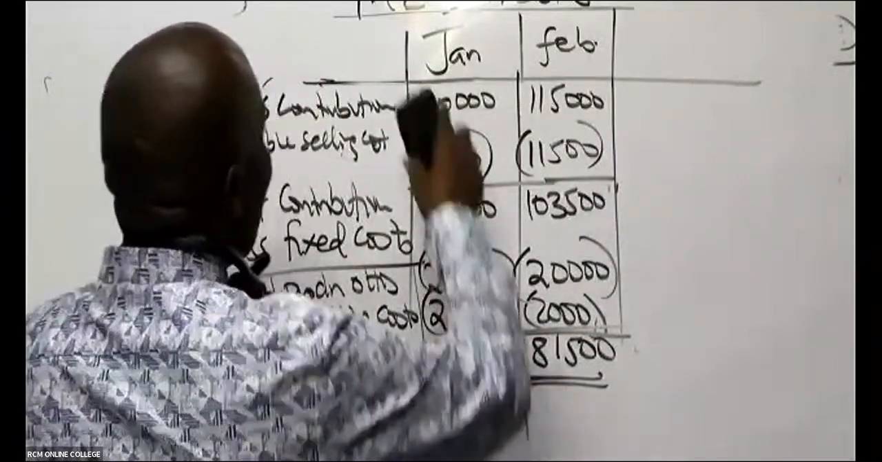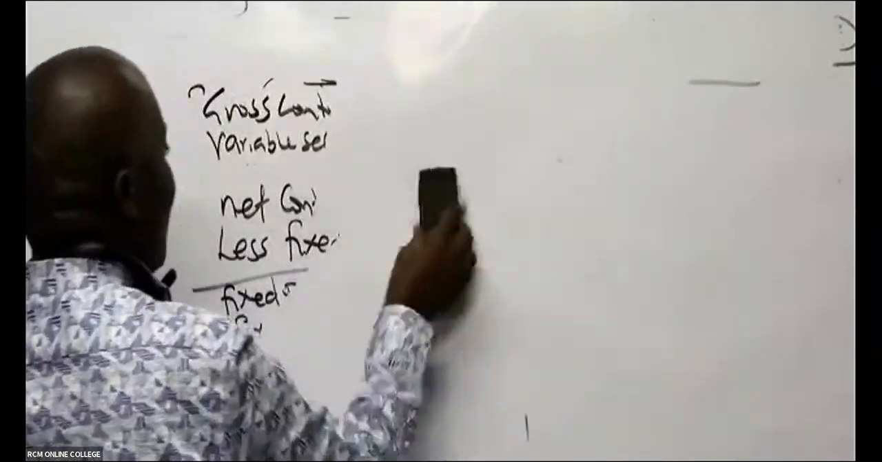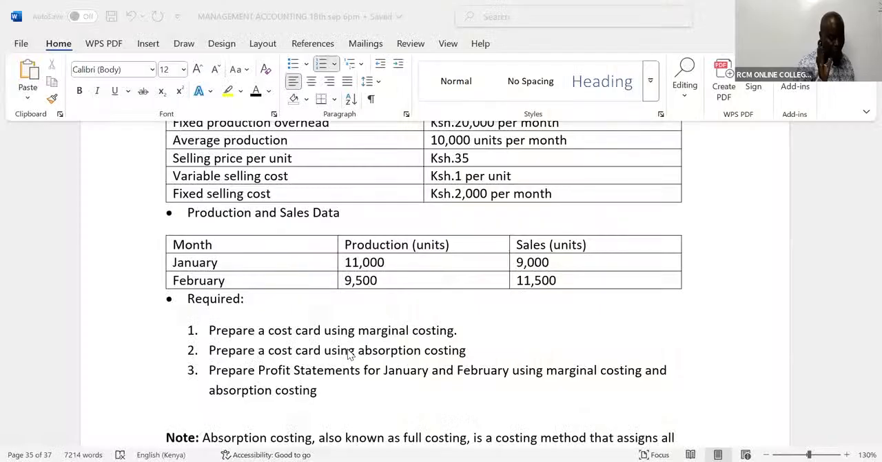Now, if you allow me, I will take you through what we call P&L, but this time using absorption costing. P&L using absorption costing. Very easy. Please ensure that you ask questions, but most things will fall in place as we continue. I'm just doing one illustration question from my old papers here. So under marginal costing that we have done, now absorption costing.